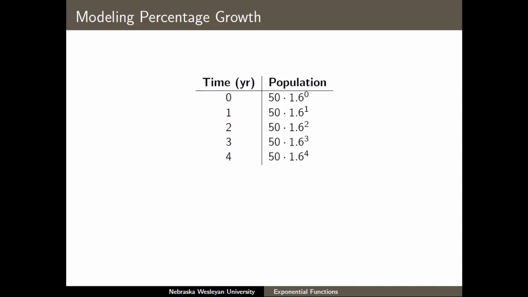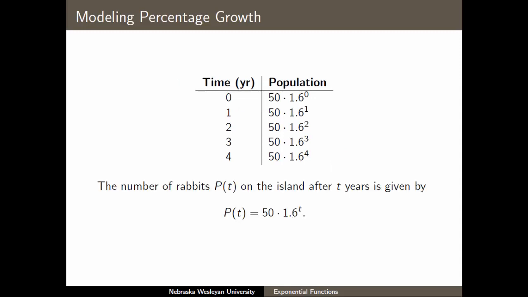Just as we did before, we might use exponents instead of the repeated multiplication. Now I can see an equation that models this growth. I have the 50 rabbits I began with, and then times 1.6 to the power t, where t is the number of years that I'm interested in.